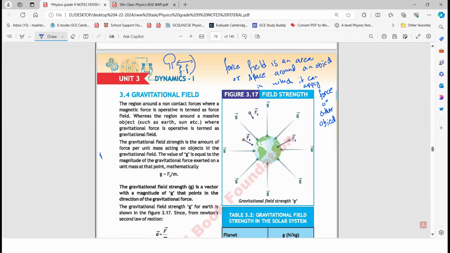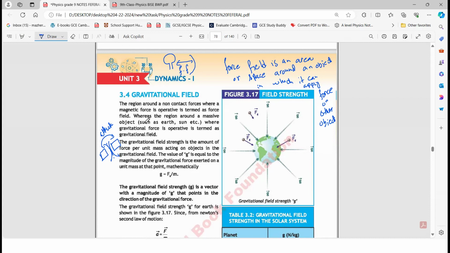Similarly, you must have played with the magnets as well. We know that magnets at a further distance do not attract each other, but there is a certain point at which if we place a magnet, they would immediately be attached to each other. So there is a region around an object in which it can apply force on other objects, known as force field.